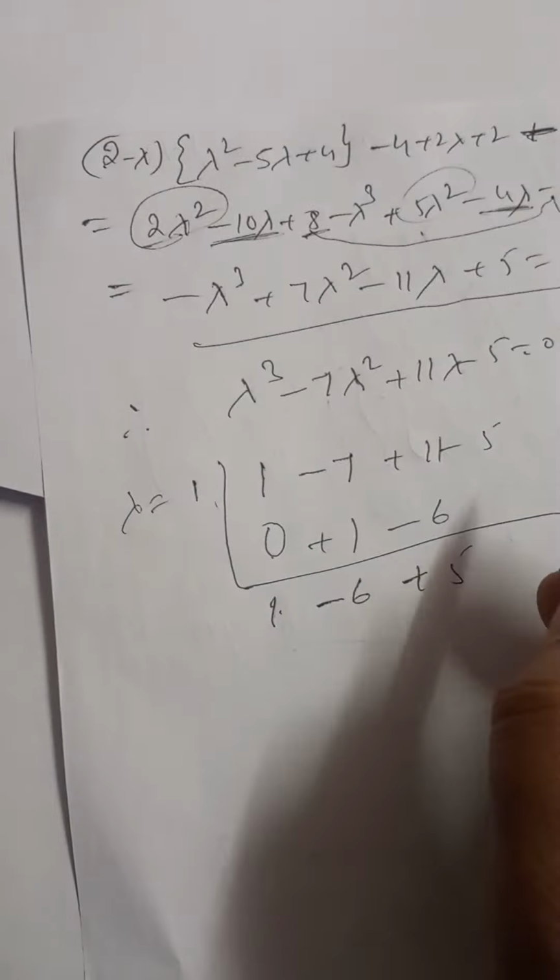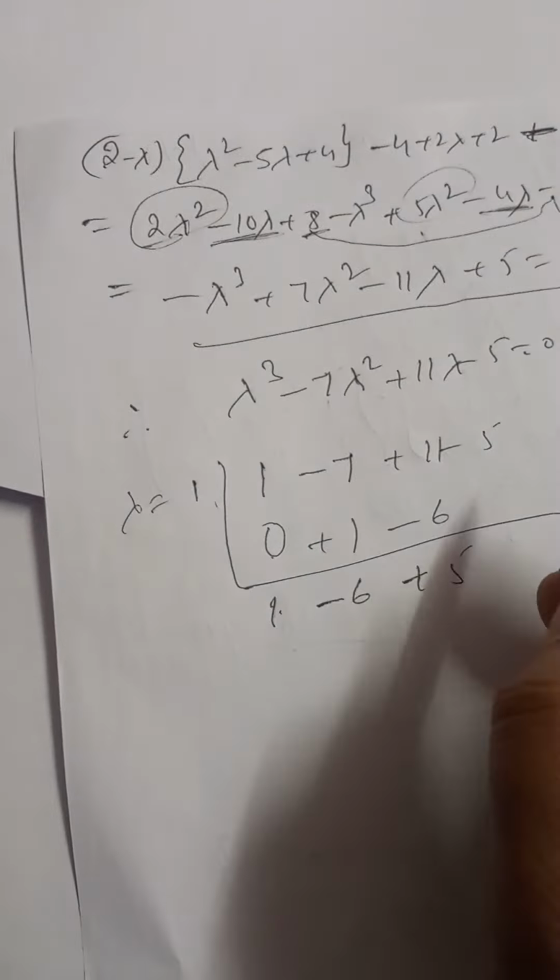Therefore this equation can be written as (lambda minus 1) into (lambda square minus 6 lambda plus constant). Now again, lambda minus 1 into, you have to find the factors for this one. You can use the formula minus b plus or minus square root of b square minus 4ac by 2a, or you can factorize this one.